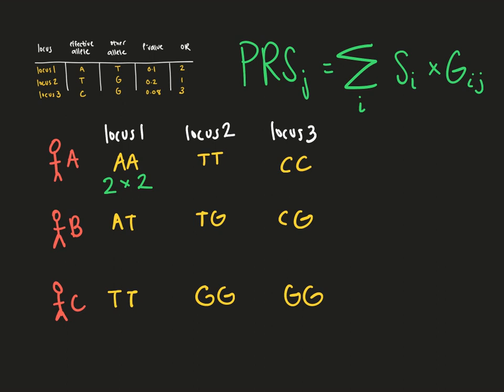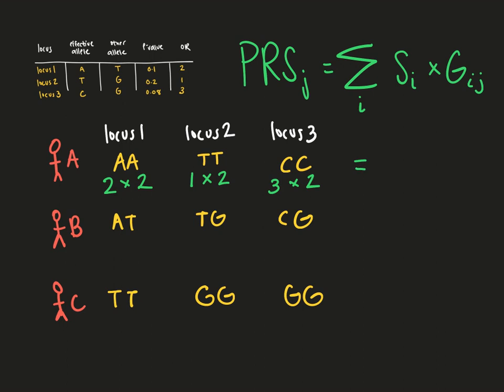Now, the effect size of the effective allele here is 1, that's the odds ratio. And how many copies of the effective allele does individual A have? Well, they have 2. They're homozygous T. I can do the same for locus 3. The effect size of the effective allele is 3. I multiply that by the number of copies of the effective allele this person has, which is 2.